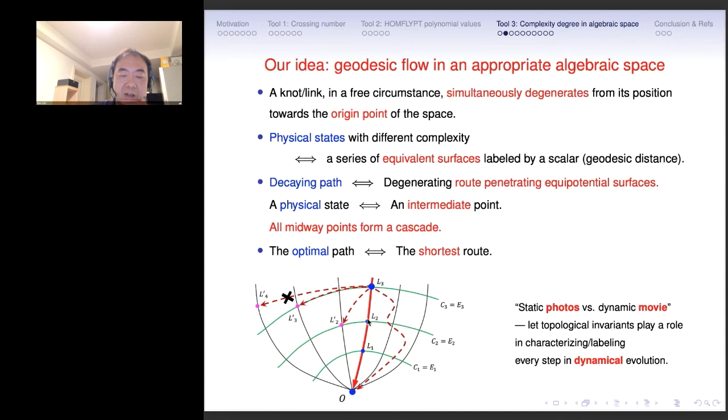Every intersection point is a midway state. Every state is a knot or link. That is a midway knot or link, an intermediate knot or link. That is a midway physical state.